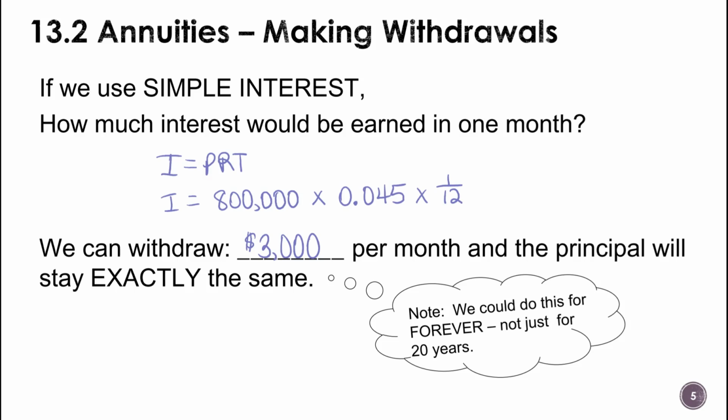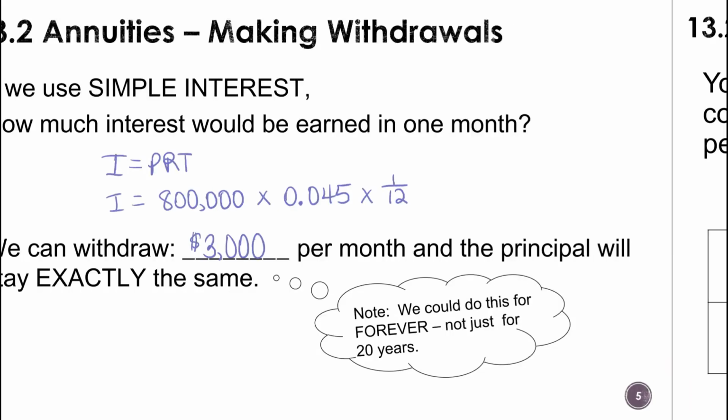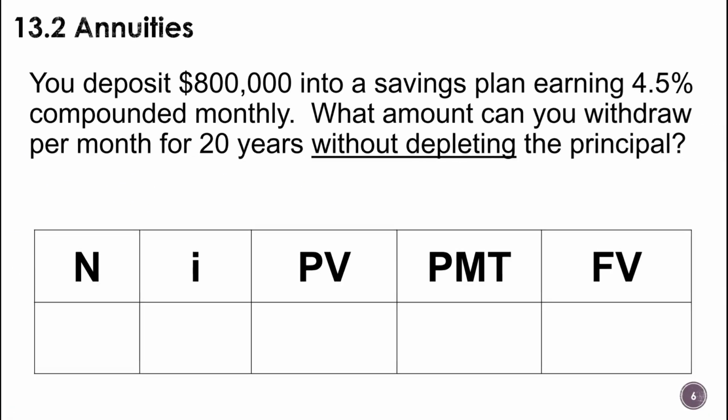And we can actually do this forever. Because if we never touch the principal, then it just keeps earning that interest for us every month, and we can take it and spend it. Okay, so now we're going to look at this. What does happen here with our TVM keys? So we're going to put the same information in, not simple interest, but using the TVM keys. And you might have some idea of how this is going to turn out.